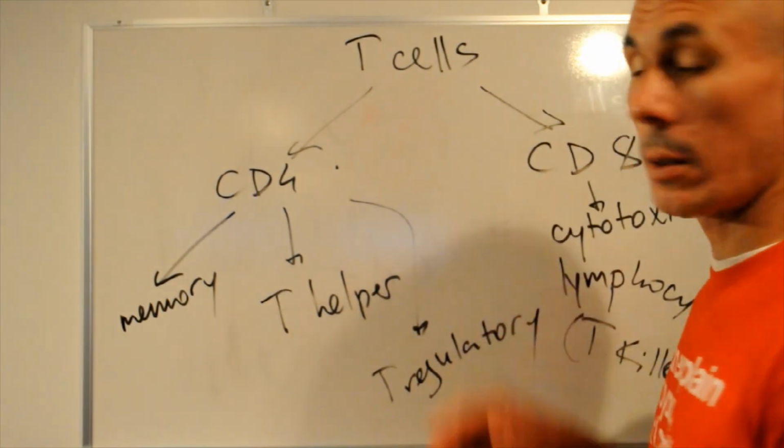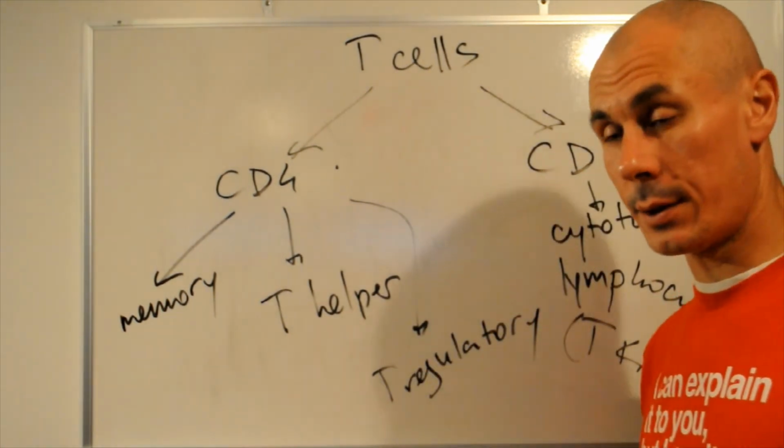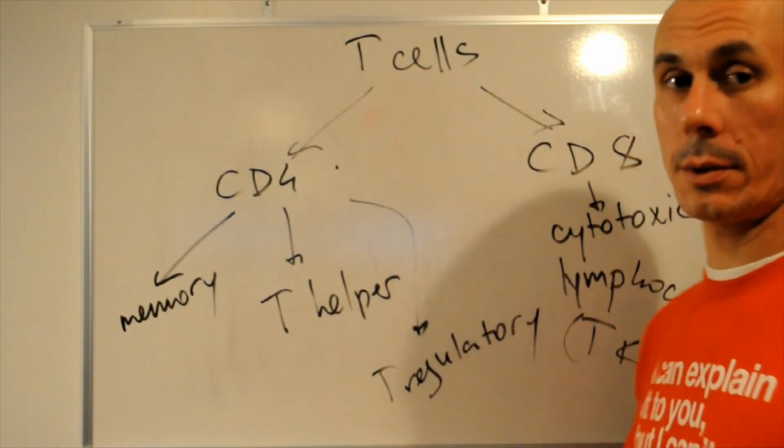So that is kind of a summary of the general activities of B and T cells, and we're going to talk about these mechanisms a bit later.